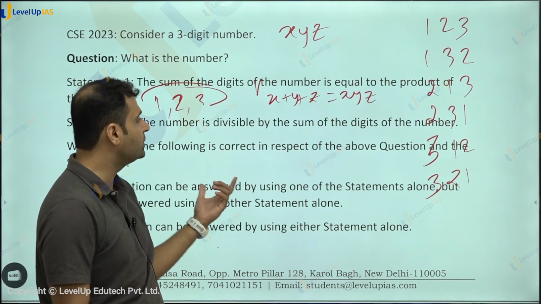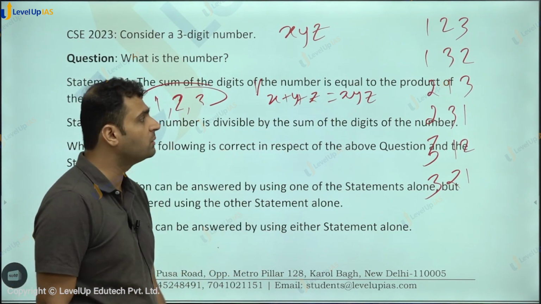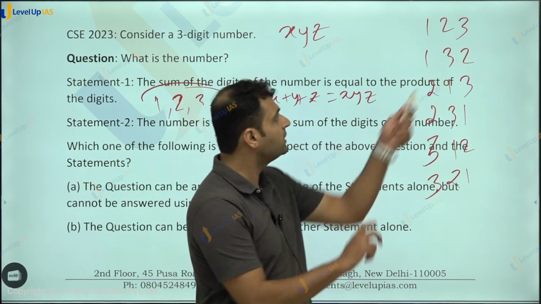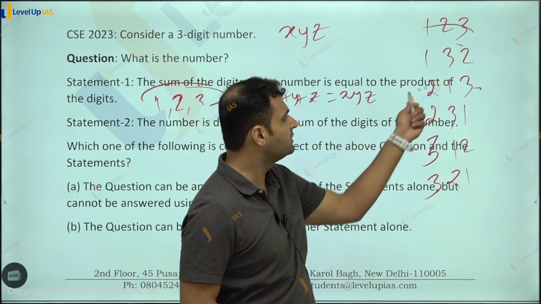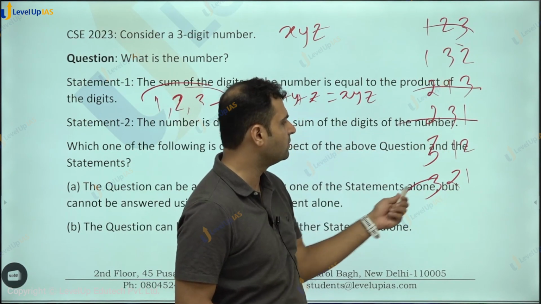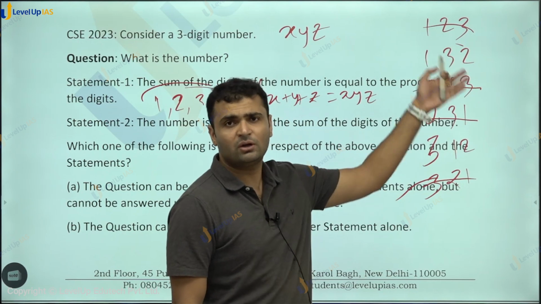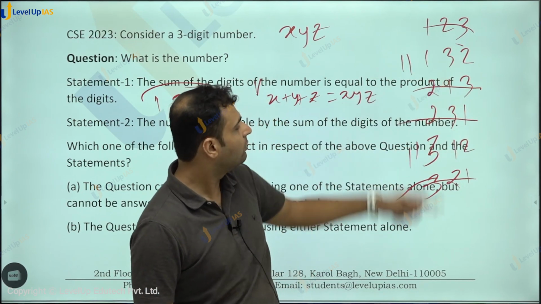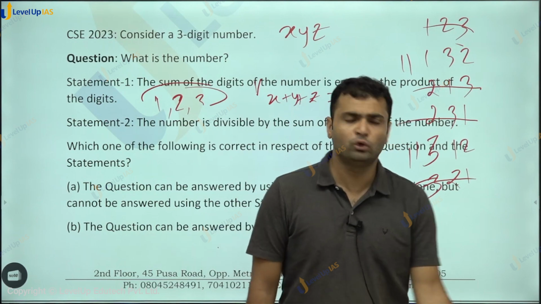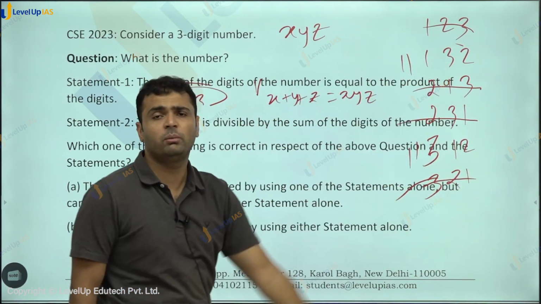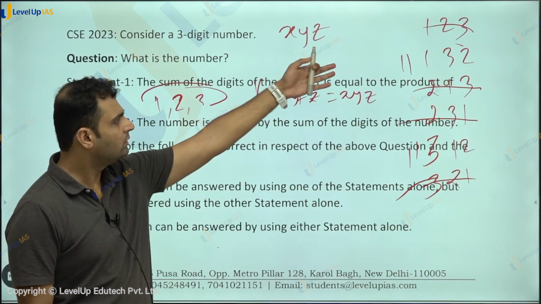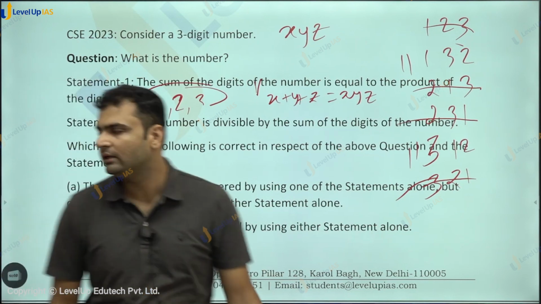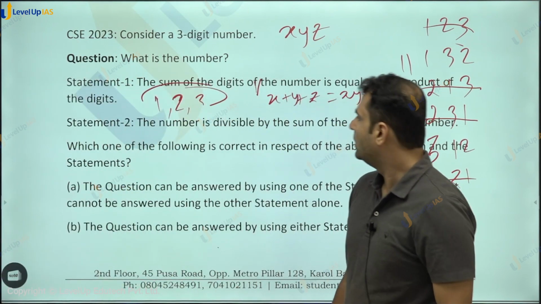But what will statement 2 alone give? That the number is to be divisible by 6. This is not divisible by 6, right? This is not divisible by 6. This is not divisible by 6. Why? Because they're odd numbers. But still we have 2 possibilities, 3, 1, 2 and 1, 3, 2, as both numbers are divisible by 6 because they are divisible by 2 and 3. So still we cannot answer. So the answer here would be D.